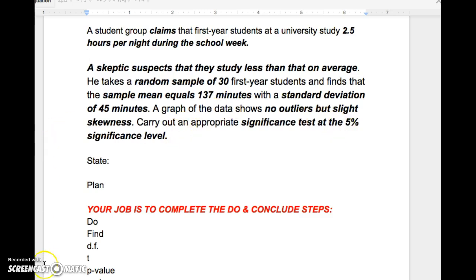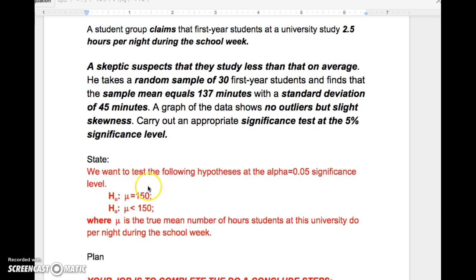So first we do the state portion of the problem. State the problem that we're trying to answer, the null and alternative hypotheses, and the significance level, as well as what the variable is. The null hypothesis is that mu equals 150, the alternative is that we suspect it's less, and we define that mu is the true mean number of minutes students at this university study per night during the school week. Our next step is to check our conditions and plan.